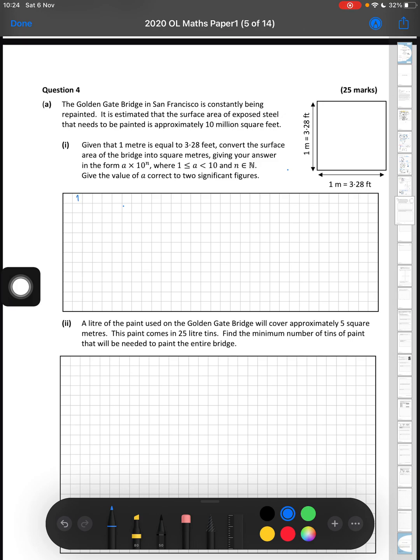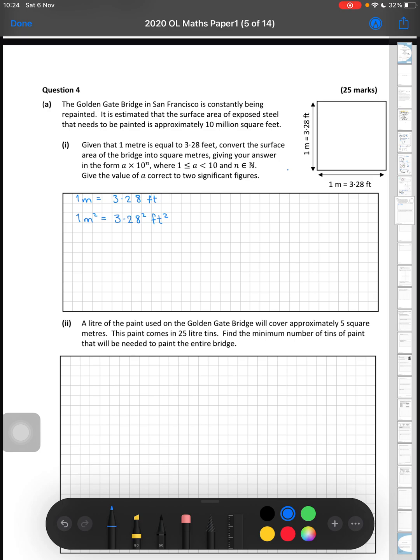So if we have 1 meter equal to 3.28 feet, what that means is 1 meter squared is equal to 3.28 squared feet squared. So that's the conversion that I'm going to use in this question.